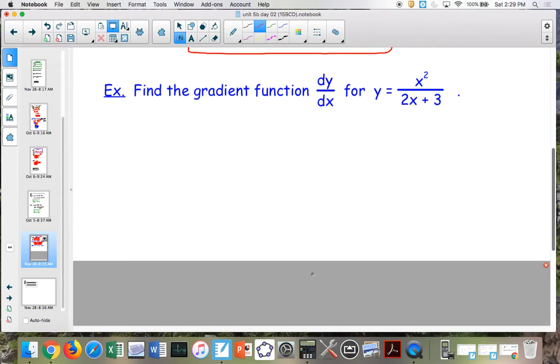So to find y prime, or dy/dx, let's remember how that worked. That was u prime v minus u v prime over v squared. So the derivative of the top times the bottom minus the top times the derivative of the bottom all over the bottom squared.